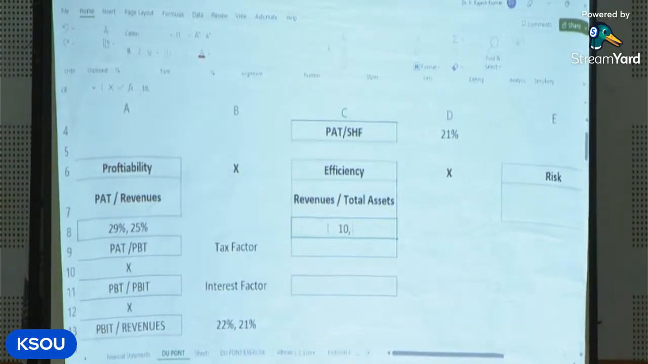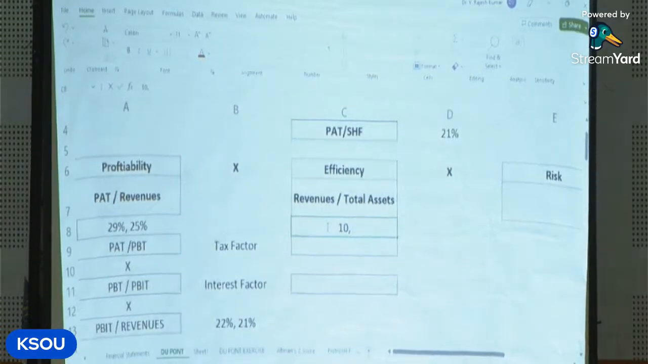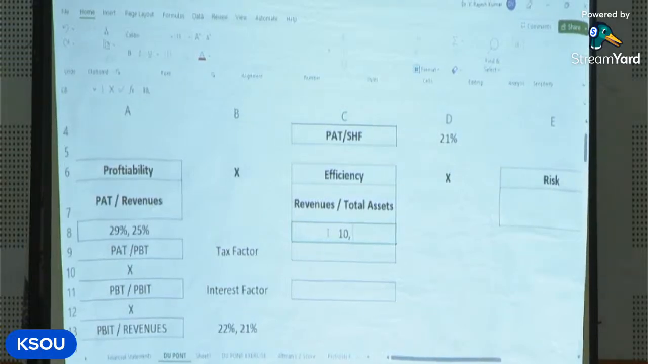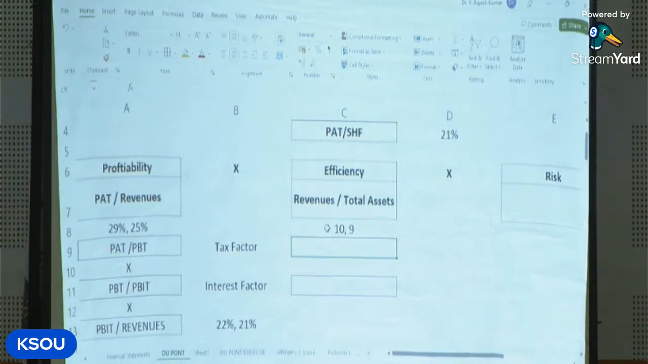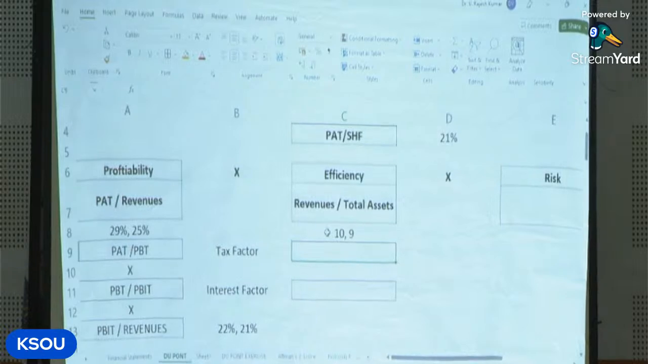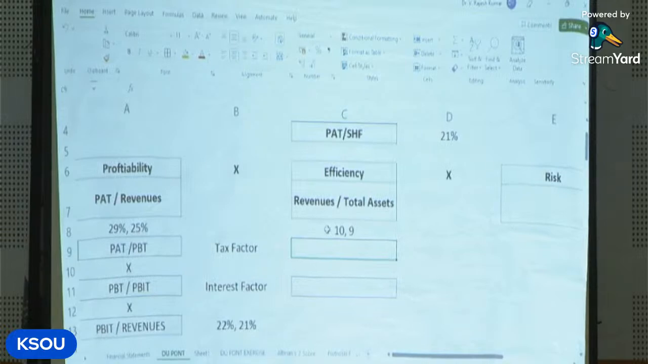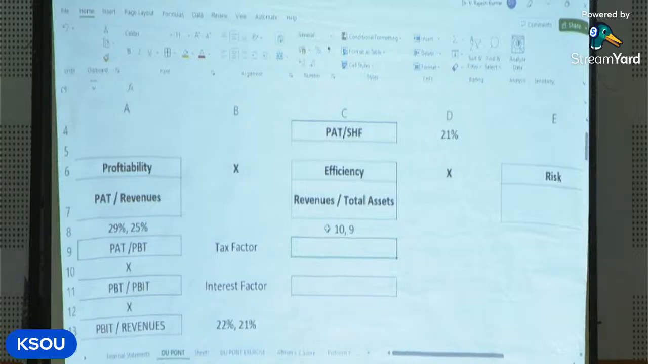Times, okay. But there's a simpler way to read it. Last year, every 1 rupee of asset generated a revenue of 10 rupees. Well, let us say this year it is 9. So this year, the same 1 rupee of asset is generating a revenue of 9 rupees. What can we say? There's a decline in efficiency. When the productivity has reduced, 10 rupees to 9 rupees, we say there's a decline in efficiency.